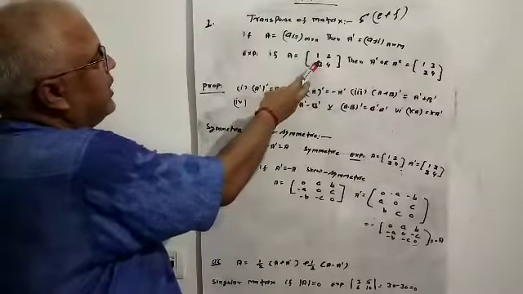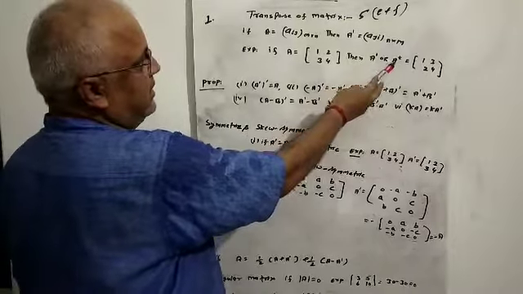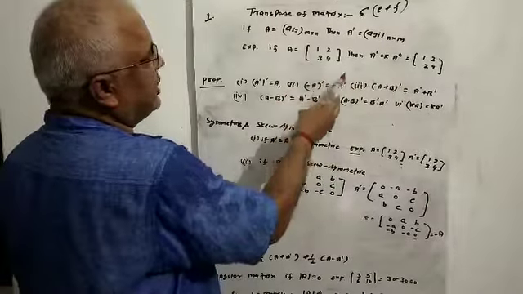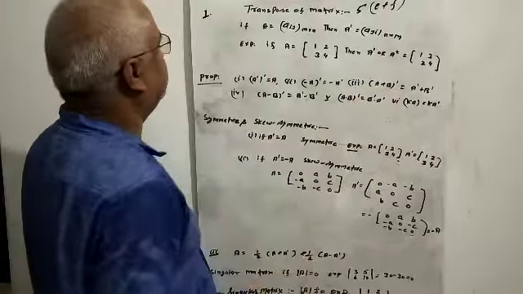If A is 1, 2, 3, 4, then transpose of A, A dash or A^T, is written as 1, 3, 2, 4. What have we seen here? We have changed row into column.